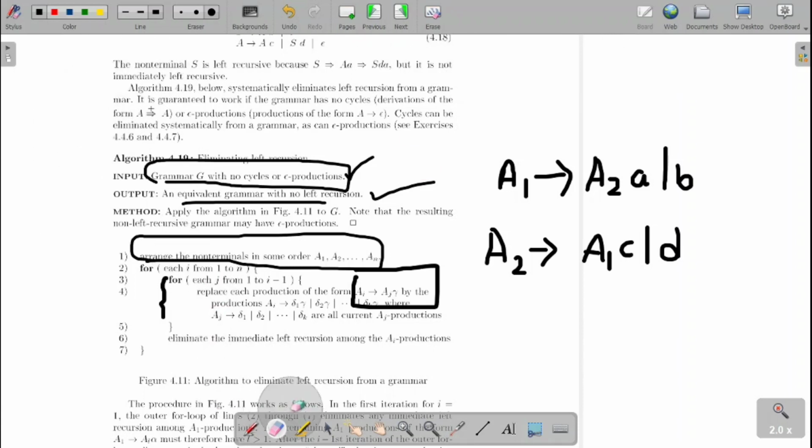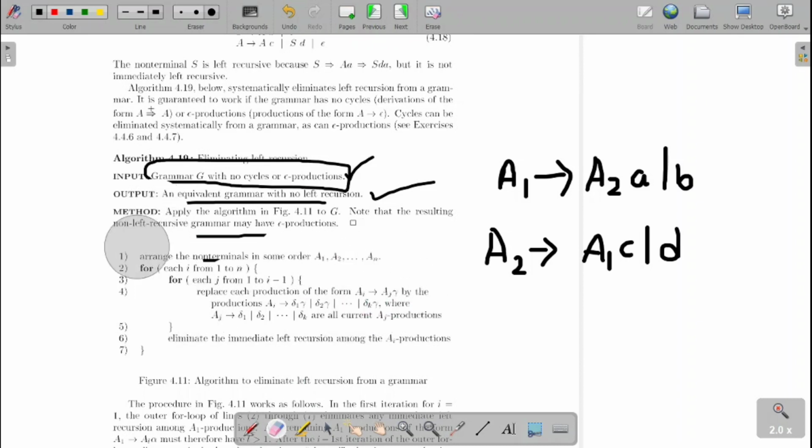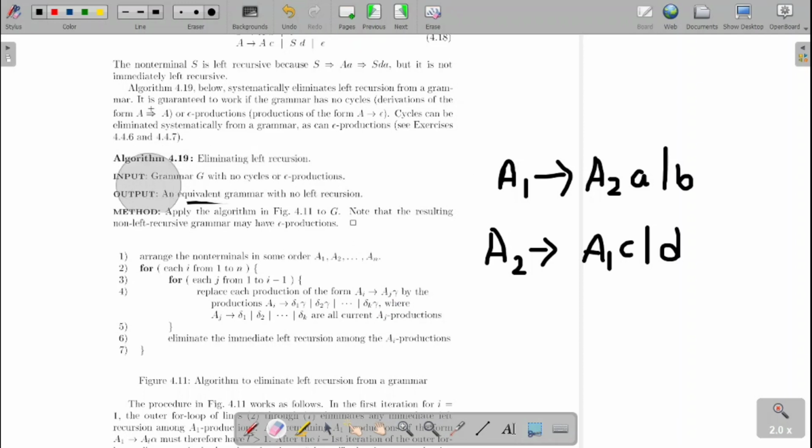Fine. So let me erase the rest of the components. Now in this case, I don't have the immediate left recursion. So what I have is indirect left recursion, and that indirect left recursion I need to convert into the equivalent immediate left recursion. How to do that? That's what we are discussing. First, we arrange the non-terminals in some order, that is A1, A2, A3, like that. So now the value of n will be equal to 2, as there are two non-terminals.